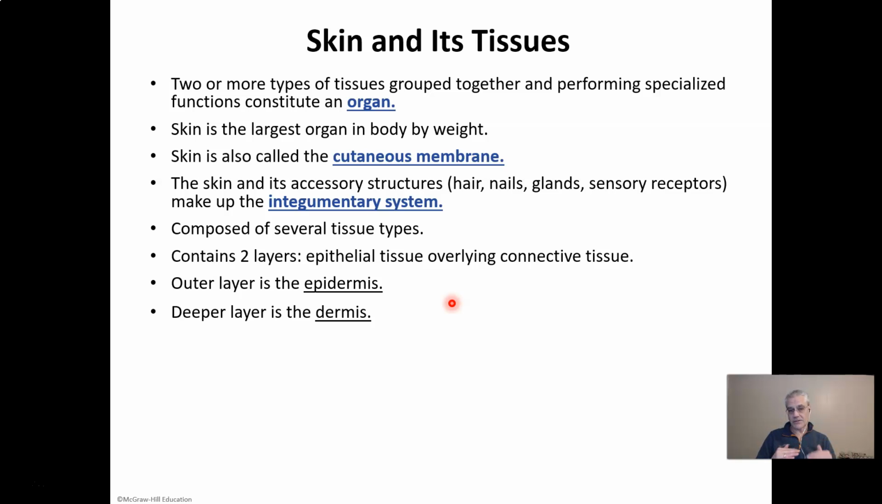The dermis is right underneath the epidermis. These are two distinct layers. They're very, very thin, but they're very strong. It's very necessary to have a good connected cellular system between the dermis and epidermis. We're going to talk about their specifics.